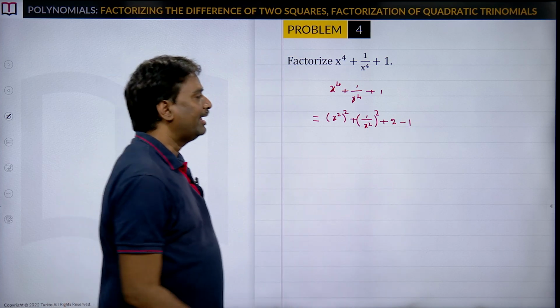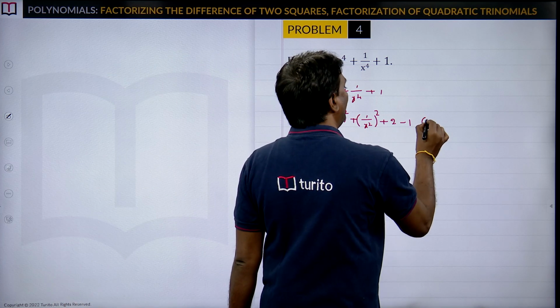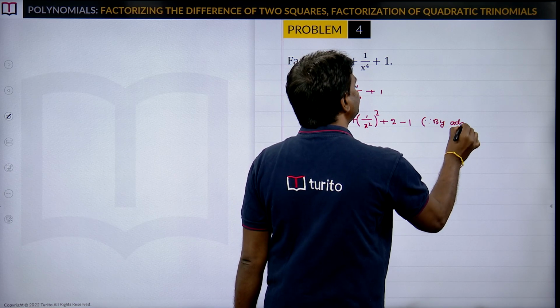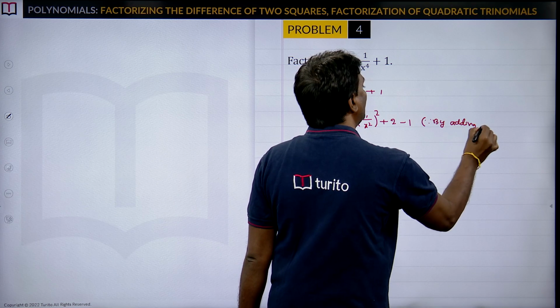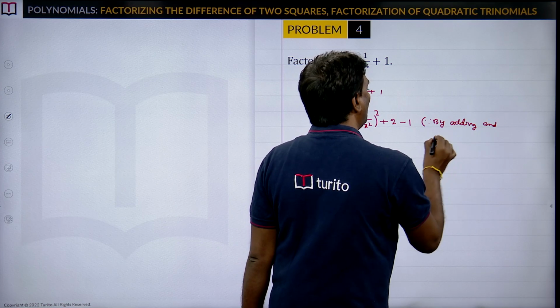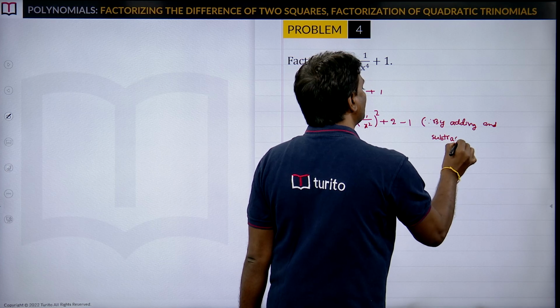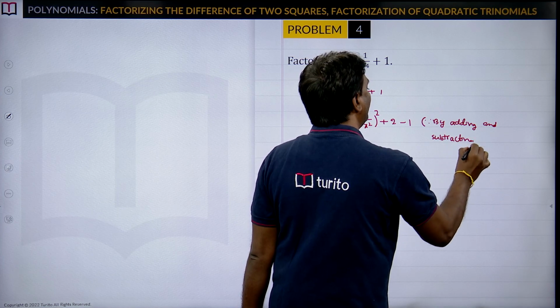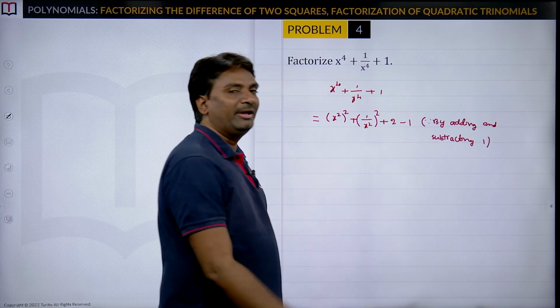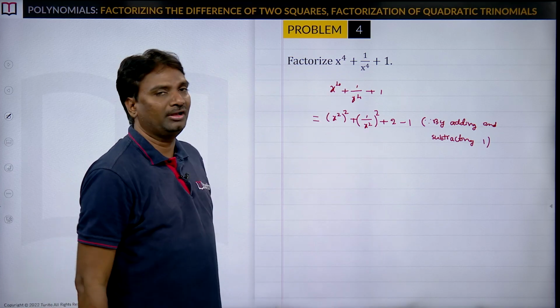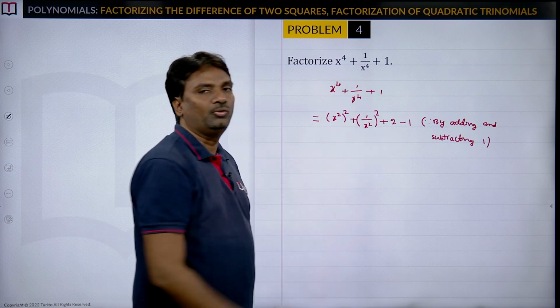So, why? By adding and subtracting 1. By adding 1, already 1 is there, 1 plus 1 2. By subtracting 1, minus 1. Again 2 minus 1 is 1 only.